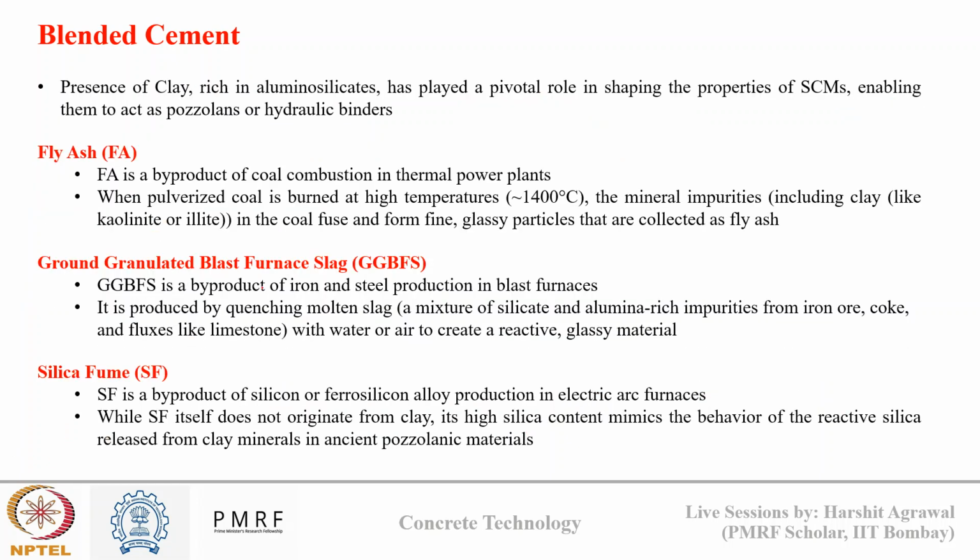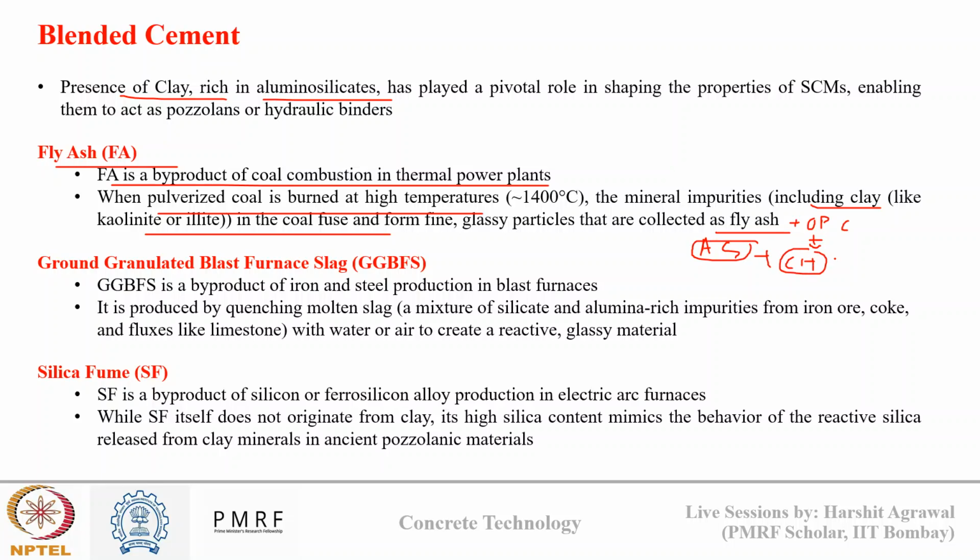Okay, so in modern SCMs, what is there? There is presence of clay which is rich in aluminosilicates. In fly ash, which is a byproduct of thermal plants, produced by pulverizing coal, it has mineral impurities like clay. And these mineral impurities are why fly ash is reactive with OPC. This clay has aluminosilicates. OPC, when it reacts with water, produces calcium hydroxide. So these aluminosilicates react with calcium hydroxide to form hydration products, and that's why fly ash is used as a supplementary cementitious material.